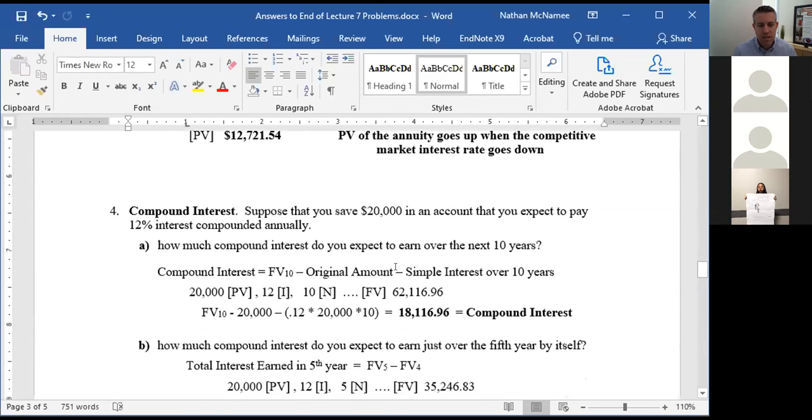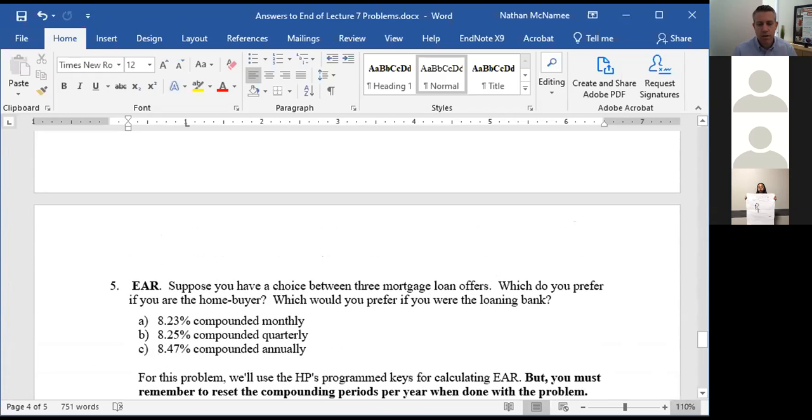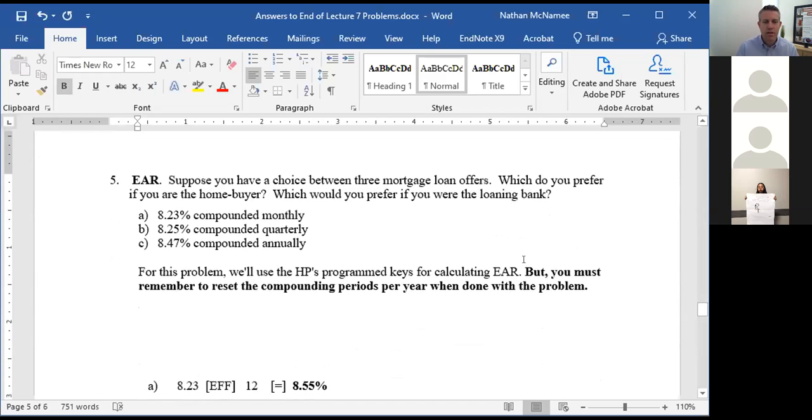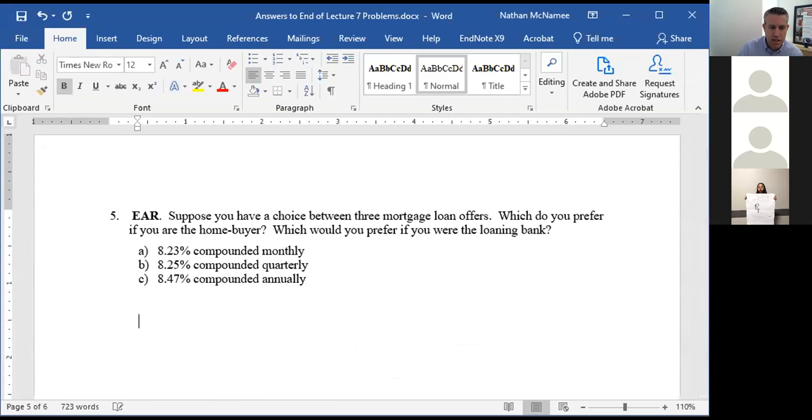Okay, so let me see if there's a compound interest. Let's do this EAR one again, because I feel like we want to know this a little bit more. Okay, so EAR. Suppose you have a choice between 3 mortgage loan offers. Which do you prefer if you are the home buyer? Which would you prefer if you were the loaning bank? So let's just look at it from the home buyer perspective. So in this case, let me just delete this because we're not using HP, we're using the TI. Okay, so let's look at each of these.